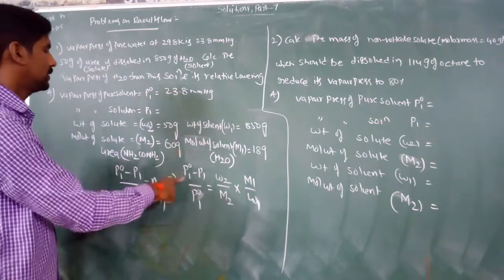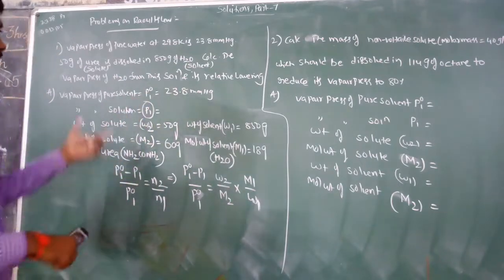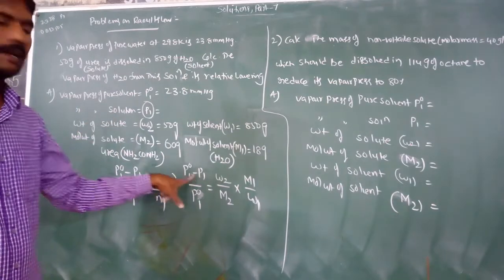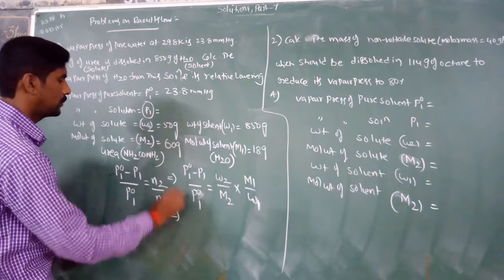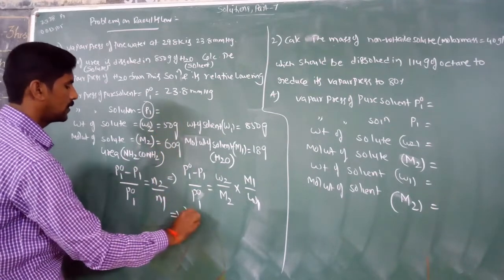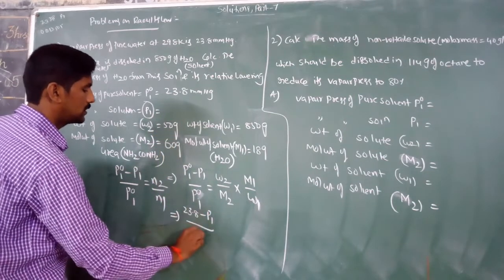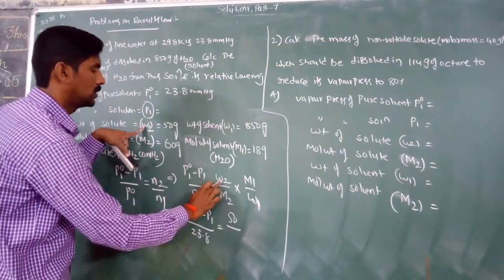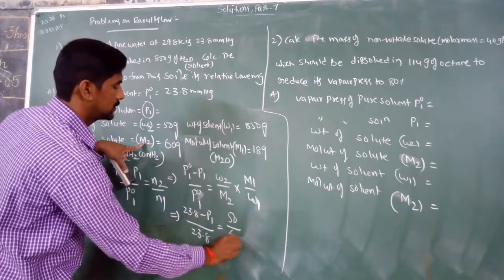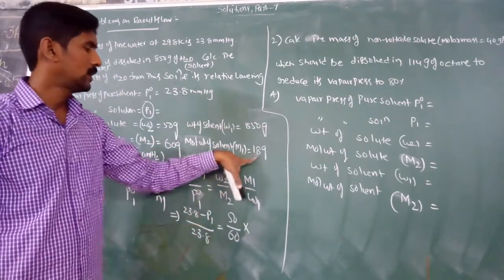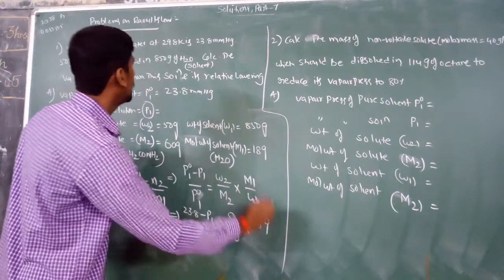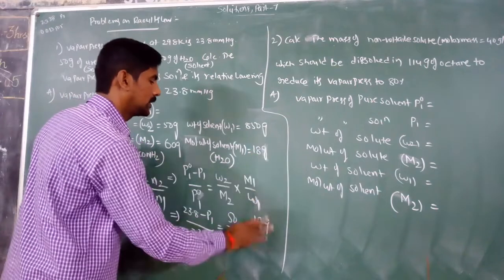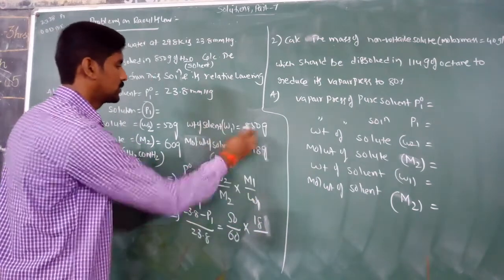So if you substitute all these, what do we have to find out? The vapor pressure of solution, P1. That implies (23.8 minus P1) by 23.8 is equal to W2 which is 50, the weight of solute, by molecular weight of solute 60, divided by the weight of solvent 850 by the molecular weight of solvent, 18 grams.